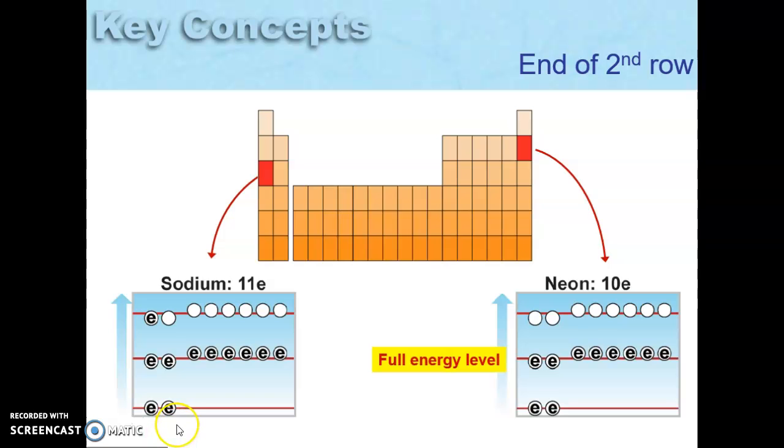Okay, so I'm going to have you try sodium and neon. So sodium, you want to see is going to end in the third energy level and the s orbital. See if you can get that one. And neon, we see ends in the second energy level and the p orbital. So see if you can get that one.